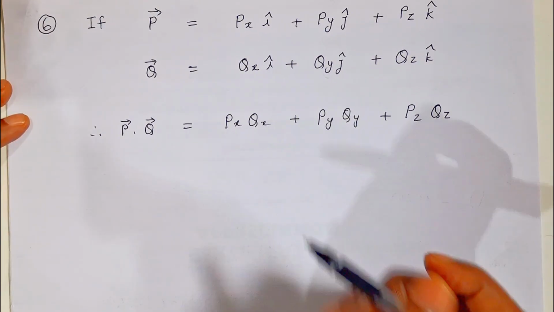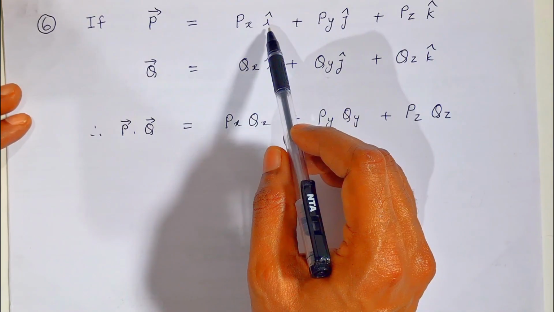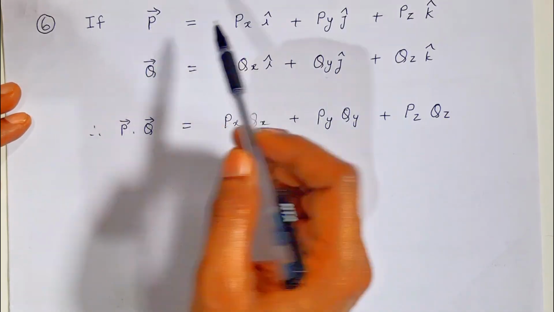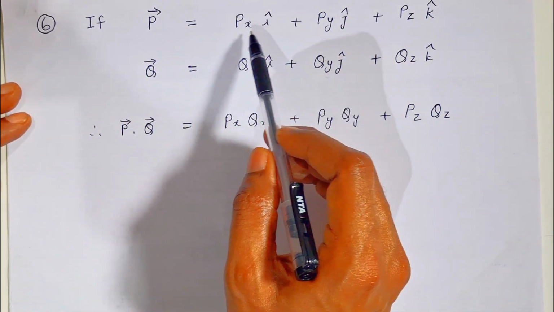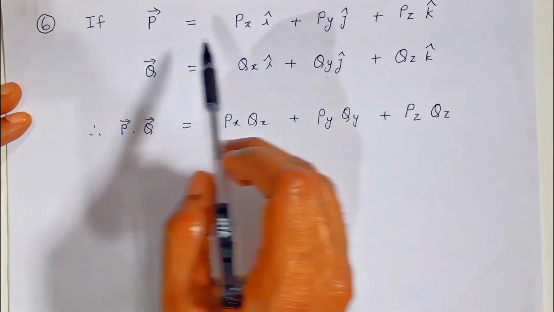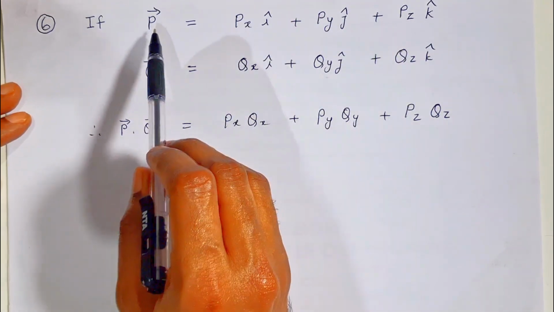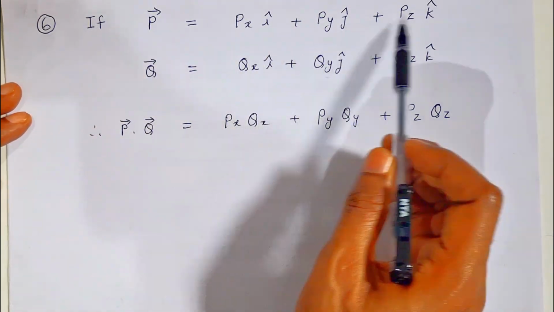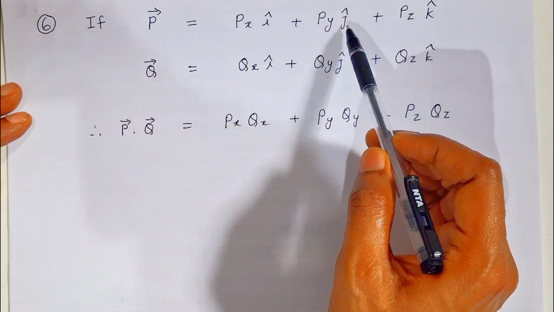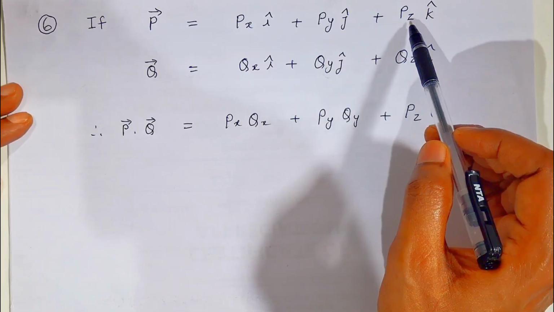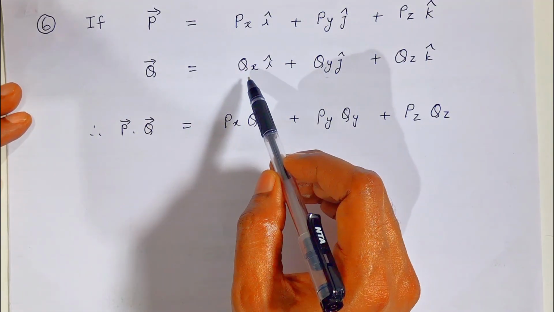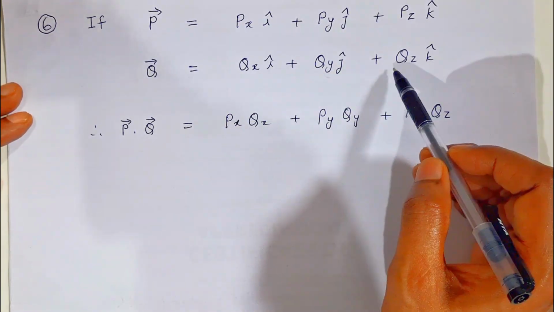The sixth property, students: if you have two vectors along with the unit vectors i cap, j cap and k cap. If you resolve p bar into its components, it is px i cap plus py j cap plus pz k cap. So it is represented in three dimensions. Similarly, if you resolve the q vector, you can represent it as qx i cap plus qy j cap plus qz k cap.